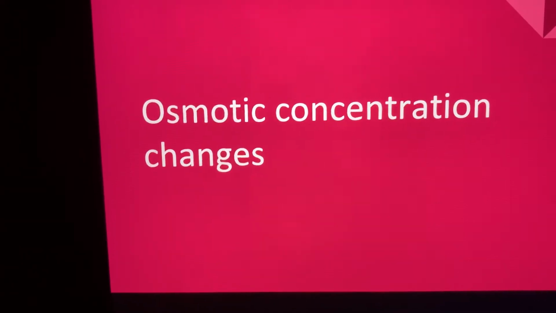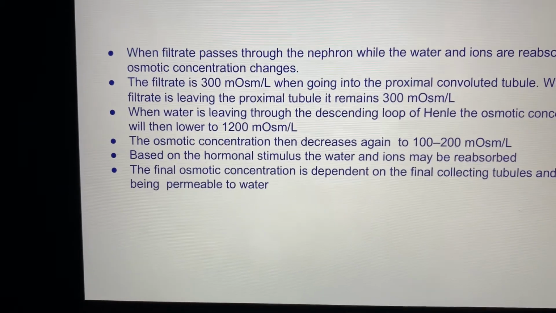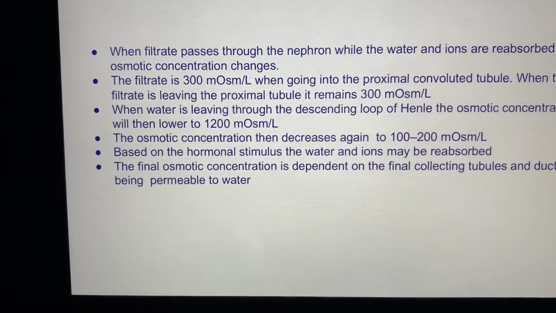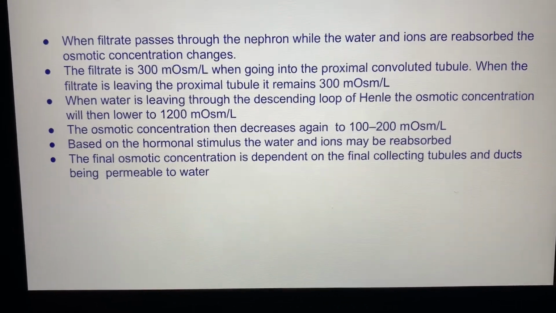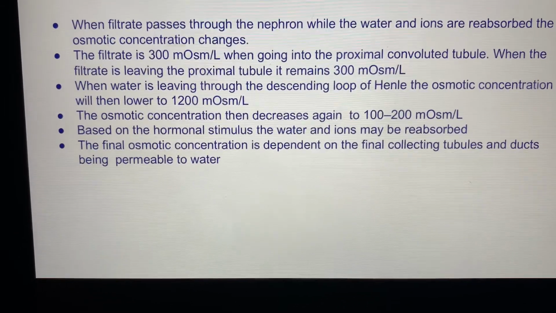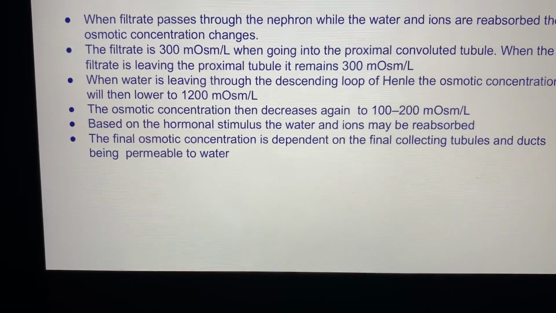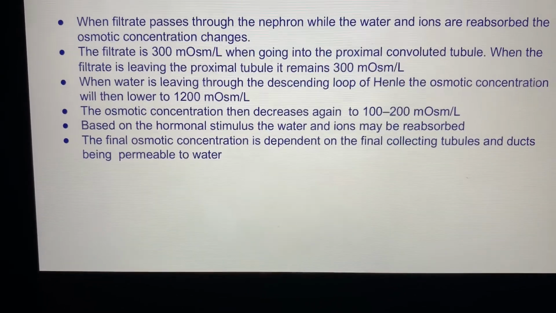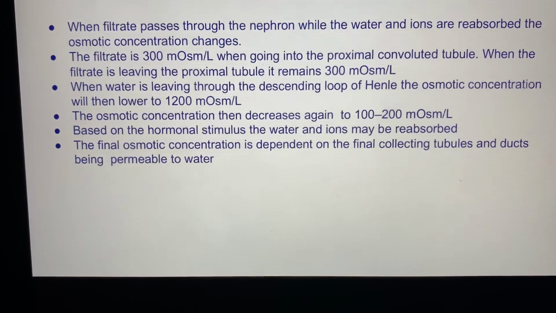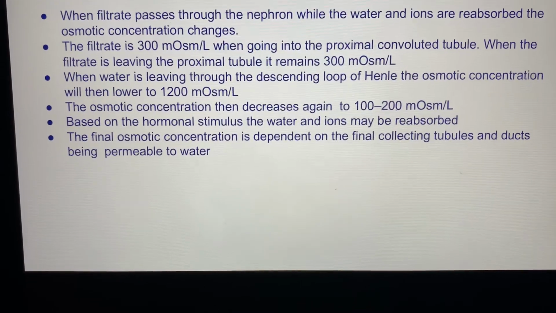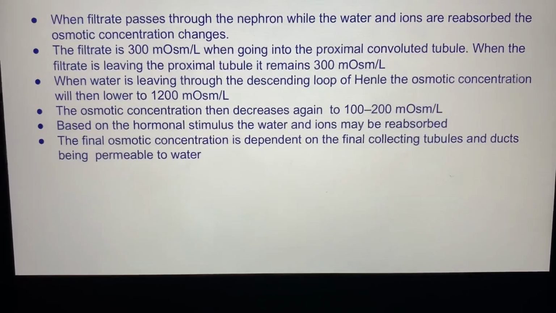Osmotic concentration changes. When filtrate passes through the nephron, while the water and ions are reabsorbed, the osmotic concentration changes. The filtrate is 300 osmoles of solute per liter when going into the proximal convoluted tubule. When the filtrate is leaving the proximal tubule, it still remains 300 osmoles of solute per liter.